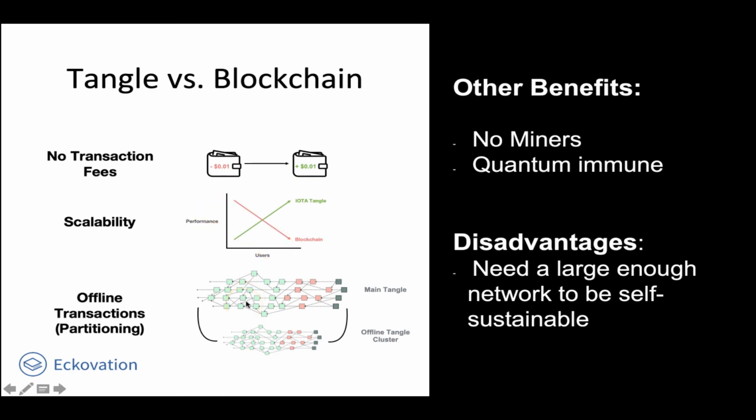Offline transaction partitioning. So this is how transactions are partitioned and formed, connected to each other to form a single source of truth. Other benefits: there is no miner, and it is immune to quantum computing. Sometimes some cryptography is exposed with the help of quantum computing, but in Tangle, you cannot use quantum computing to break the cryptography. Disadvantages: it needs a large enough network to be self-sustainable.